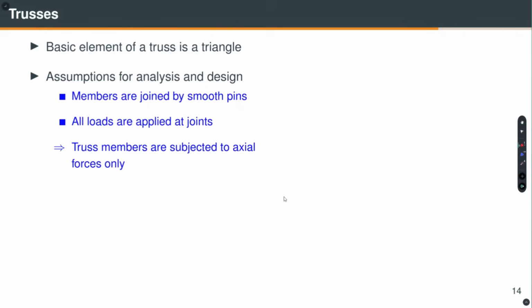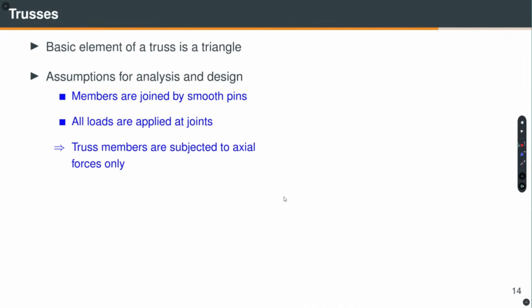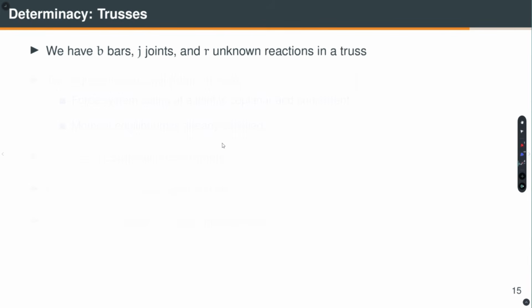How do we analyze a truss? We assume that the members are pin jointed by smooth pins, and all loads are applied on the joints. So, truss members therefore are subjected to only axial forces. That is our assumption for the analysis. How do we study determinacy of a truss? Let us say we have B bars, J joints and R unknown reactions in a truss.